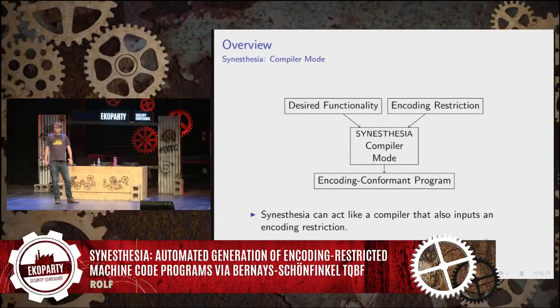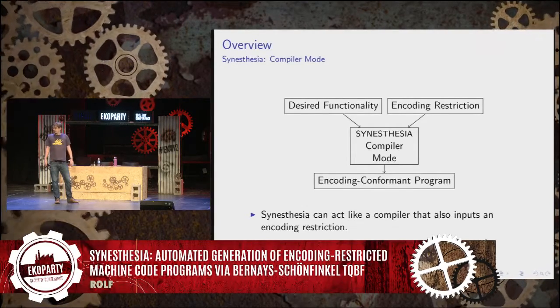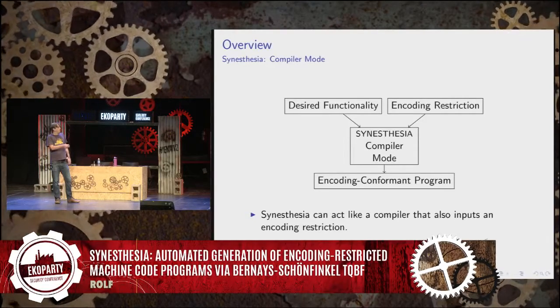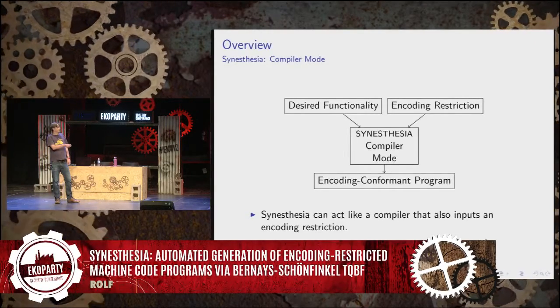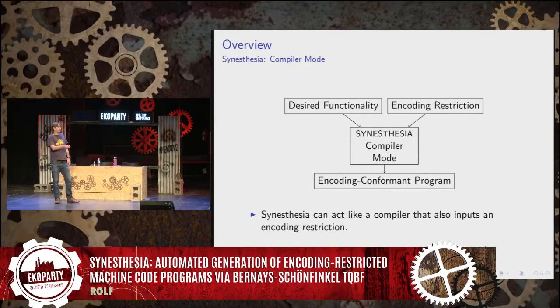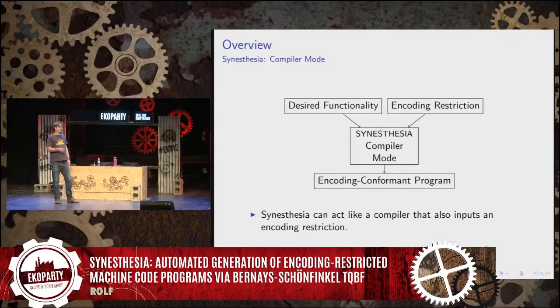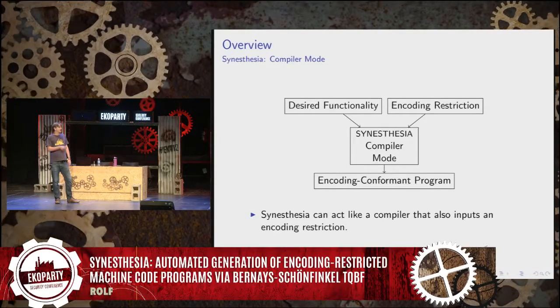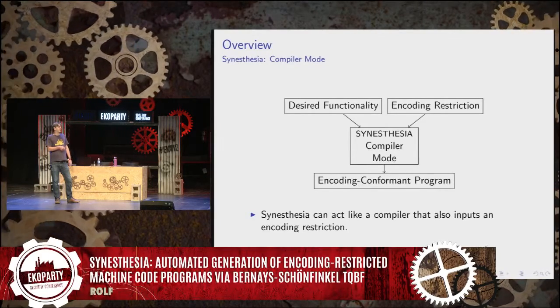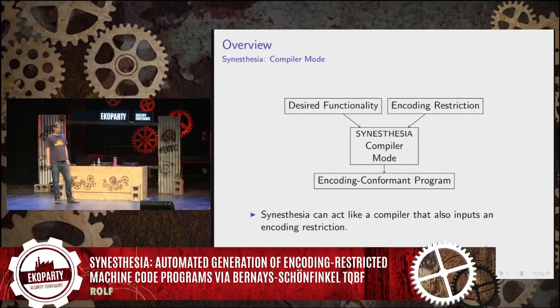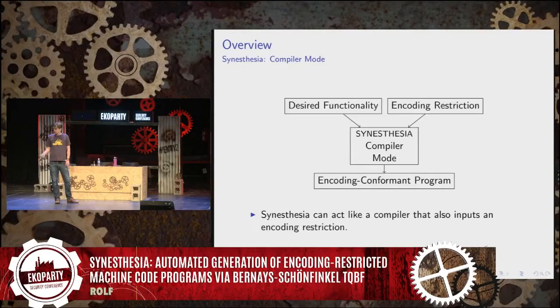It can work in a couple of ways. One of them is basically a compiler mode where you tell it essentially what you would like the program to do, the desired functionality, and then the encoding restriction is what the machine code is allowed to look like, and you feed those into Synesthesia, and out comes a program that does what you want and is within the restriction.